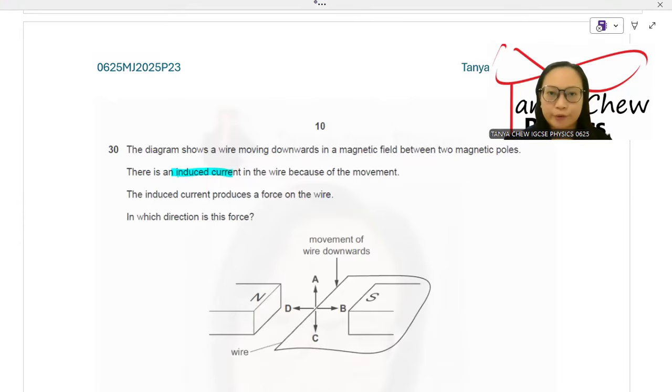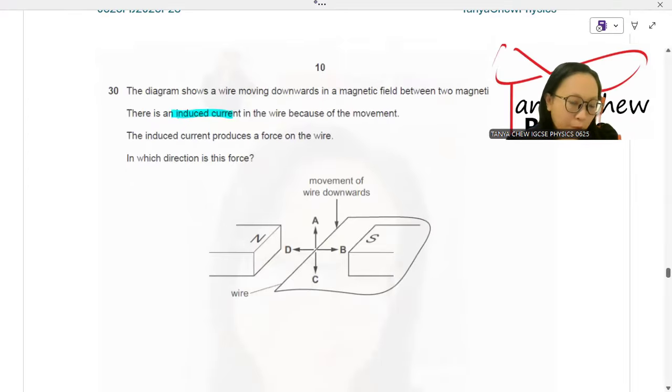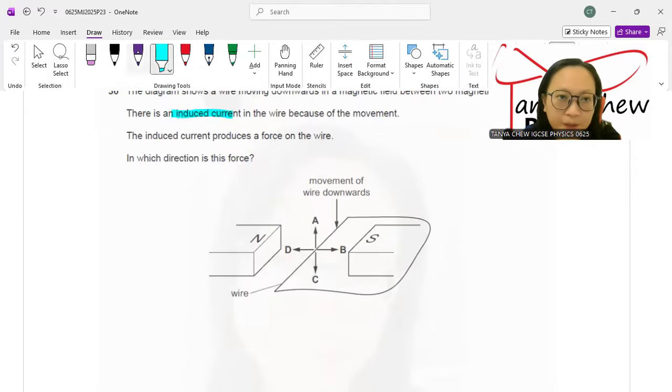First of all, don't worry, we do it one by one. So the wire is moving downwards. You look at the diagram, exactly like what they show you. The wire is moving downwards. There is no electricity. There is no power supply. There is no cell, no battery connected to the wire. So this is a wire that induces current inside it due to the movement of the wire. So where is the direction of the induced current? First step, we need to determine the direction of the induced current.